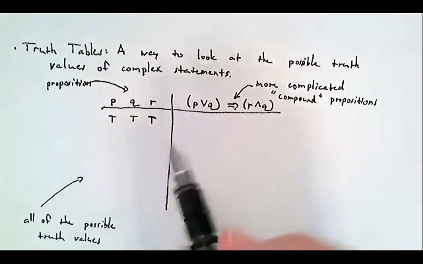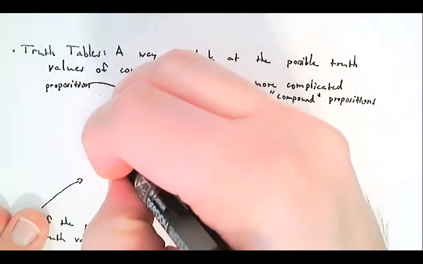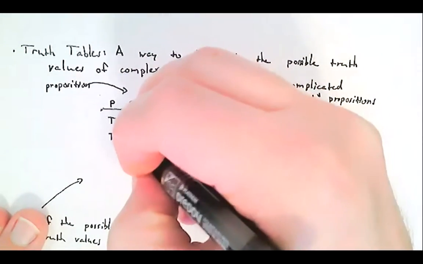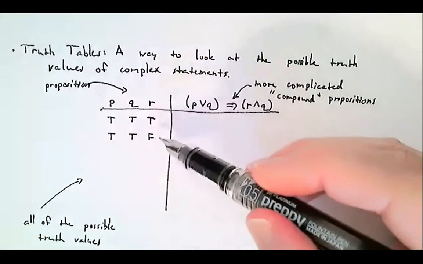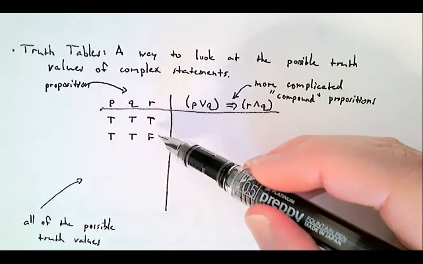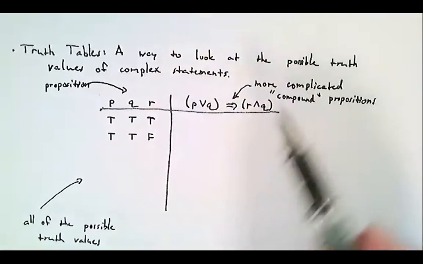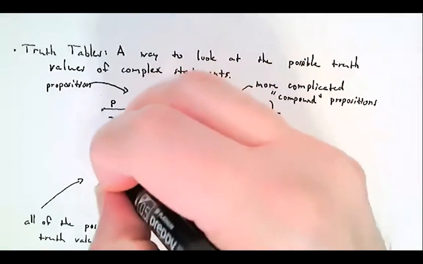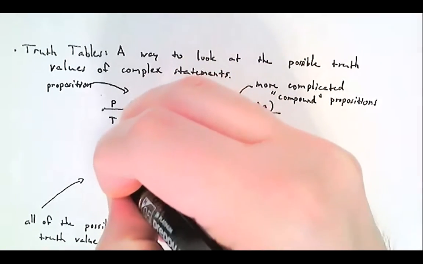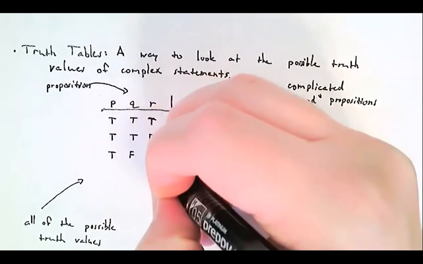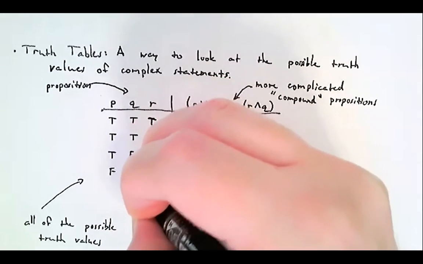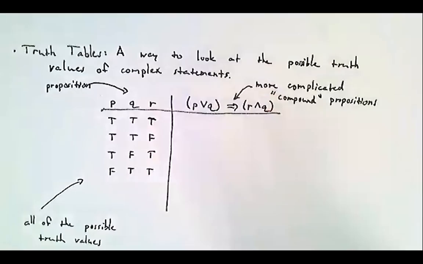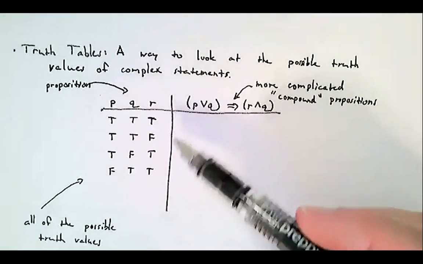Okay, but there's more possibilities. Like I could have P true, Q true, and then R could be false. So instead of a T for true, I'll write an F for false. Okay, and then let me fill in the rest of them. We could have Q false and the rest of them true, or we could have P false and the rest true. Right, it has all of the possible combinations. That's right, Davian.